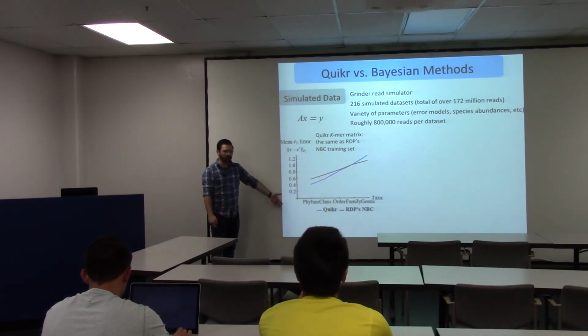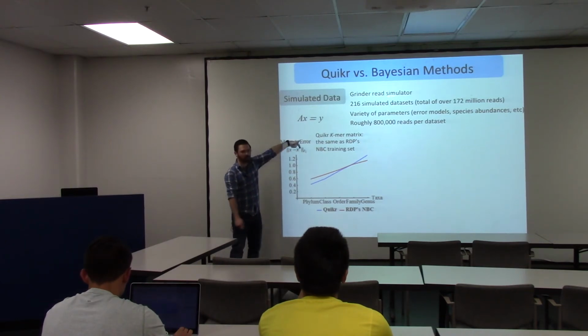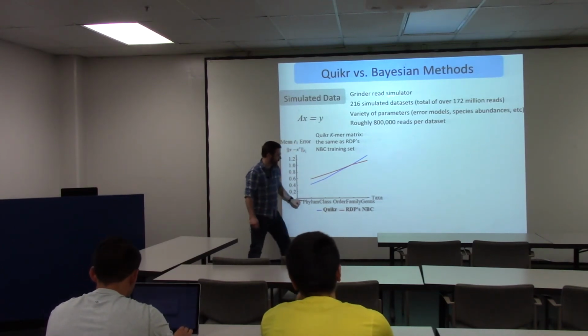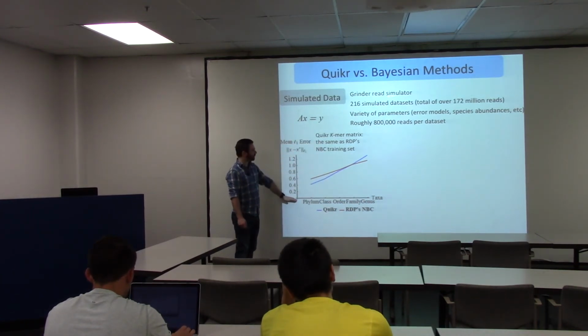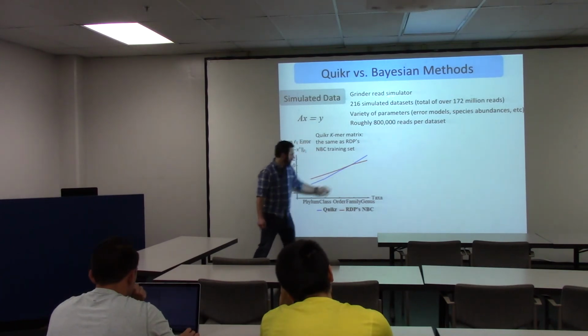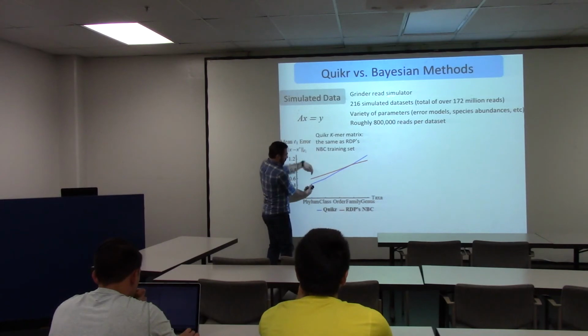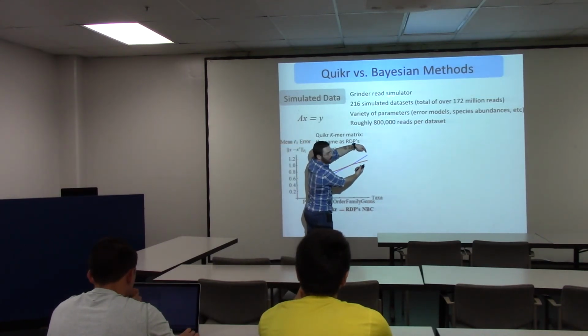We get this. Okay, let's look at this plot right here. On the y-axis is L1 error. So if X is the ground truth, X star is our reconstruction, and we just take the L1 norm of the distance of those two and plot that versus taxonomic rank. So lower is better. This is an error. Blue is Quicker. Red is RDP's NBC. So for lower taxonomic ranks, Quicker is doing better. And at the family level, they're about identical. At the genus level, Quicker is doing worse.